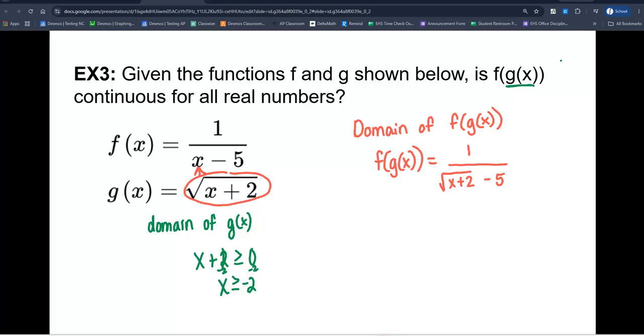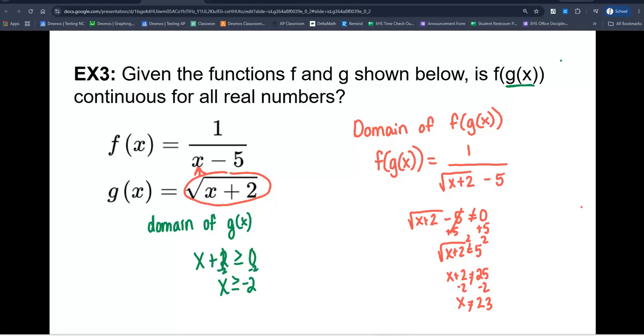This is a fraction. I cannot have the bottom equal to 0, right? So I'm going to take square root of x plus 2 minus 5 and say that that cannot equal 0. And then, even though it's a not equal sign, you can just solve it like an equation. So you'll add that 5. Get the square root of x plus 2 equals 5. What do I do to get rid of the square root? Second power. So that gives me x plus 2 equals 25. I subtract my 2. X equals, or cannot equal, 23.